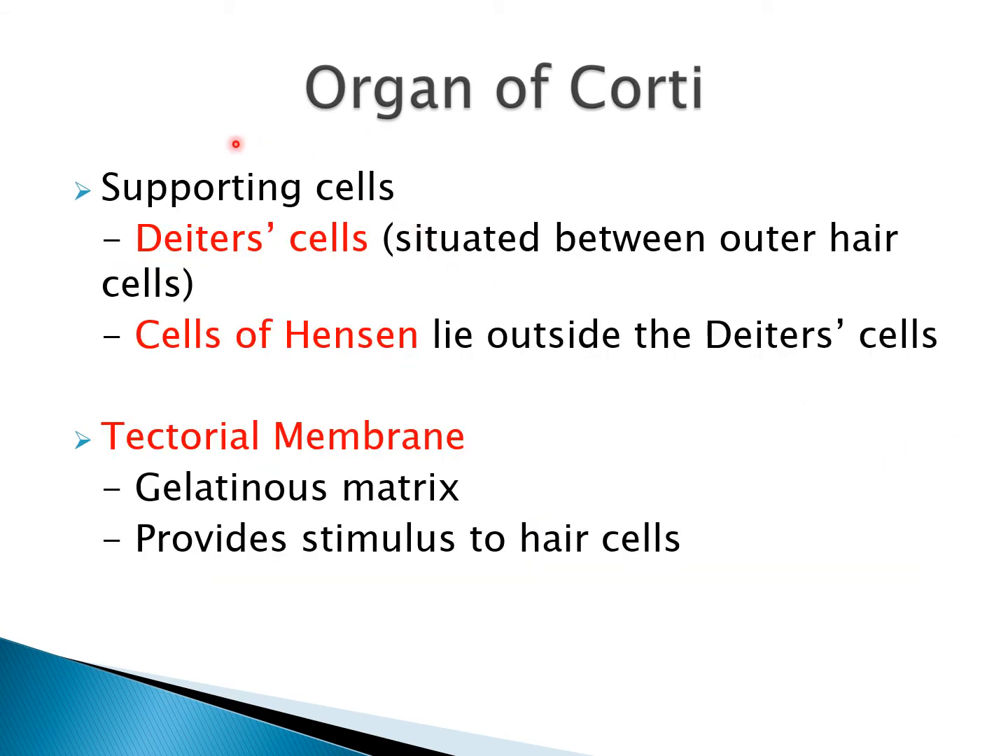Then in organ of Corti, there are also some supporting cells like Deiters cells and cells of Hensen. Now, exact function is not known, but again they support the main hearing cells, that is outer hair cells. Then, as I told you, tectorial membrane is made up of a gelatinous matrix and it provides stimulus to the hair cells because of the contact of tectorial membrane with the cilia of the hair cells.